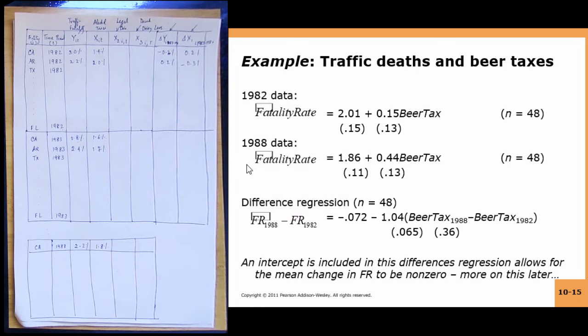Now, similarly for 1988 data, if you were to just estimate it as cross-sectional data, you would get this estimated equation. When you do the difference regression, FR 1988 minus FR 1982 regressed over beer tax 1988 minus beer tax 1982, you get this new equation. Now notice that the beta coefficient was positive over here and it has become negative over here. Over here the brackets have shifted a bit. This is actually the standard error for this, and this is the standard error for this. Okay, and you will notice that over here it is definitely statistically significant.